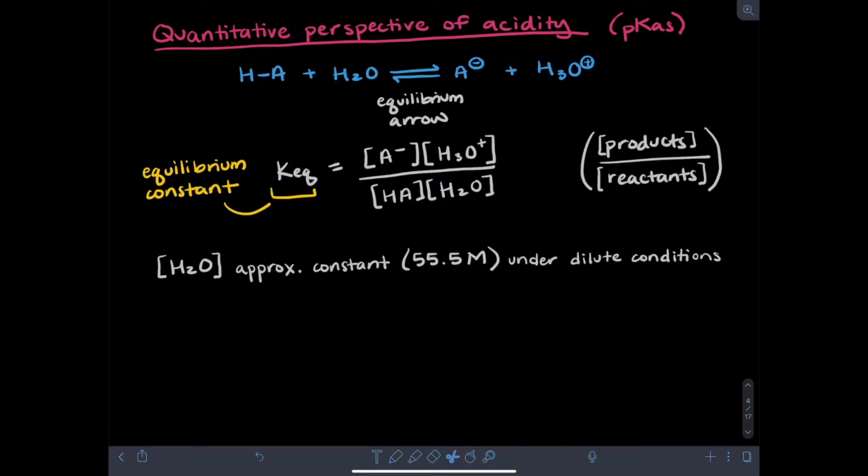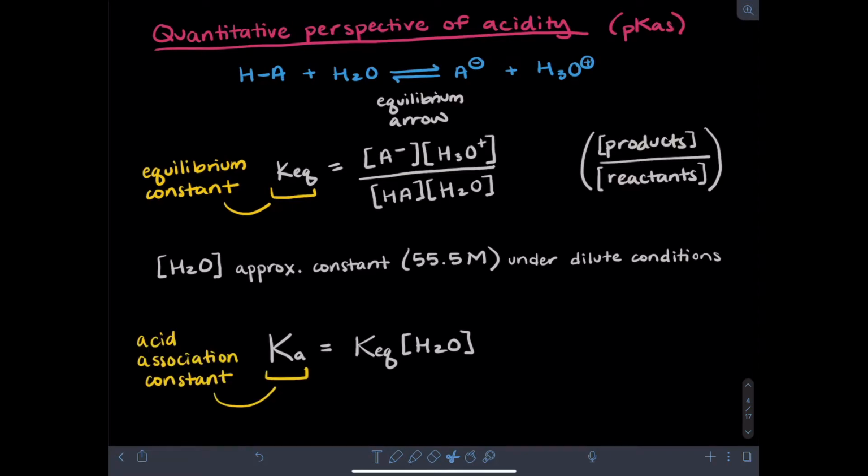An assumption that we're going to make is that in our equilibrium, we're going to assume that the concentration of water is constant at approximately 55.5 molar, when you perform your reaction where you have just a little bit of HA around and a lot of water. This is going to allow us to simplify our expression. We'll define a new acid association constant, Ka, as being equal to the equilibrium constant Keq times the concentration of water.